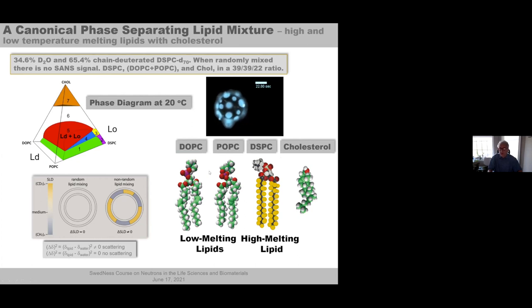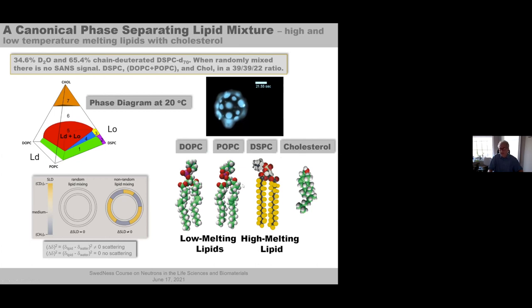So these two lipids are not biologically relevant for the most part. These are. And part of this is because we didn't have the money to make, for example, deuterated sphingomyelin. But this is the canonical diagram that we took from Feigenson's group. And so Fred decided that we needed to induce contrast, right?